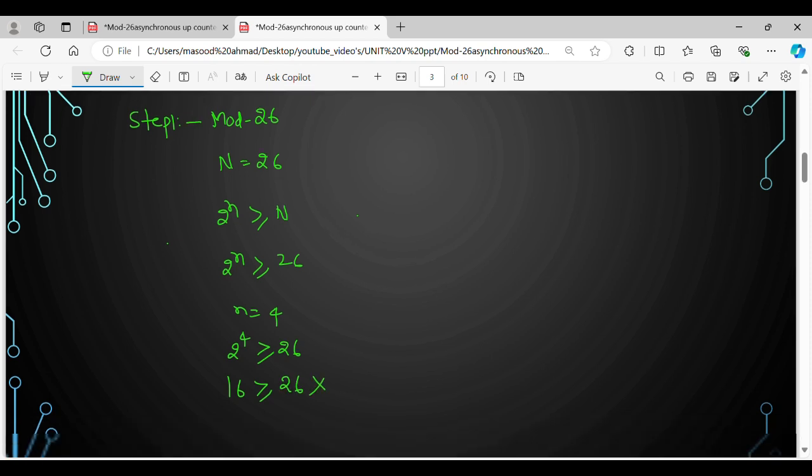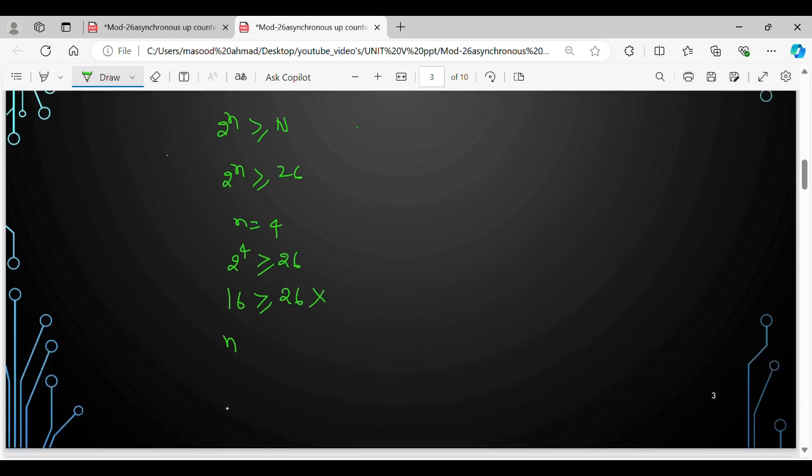Invalid. Let's say n is equal to 5. 2 power 5 is 32, and 32 is greater than or equal to 26. So n is equal to 5. What is n? It is the number of flip-flops. So the number of flip-flops required is 5.